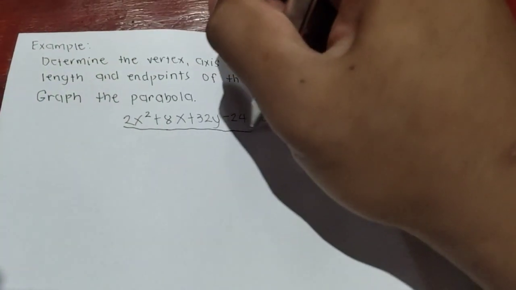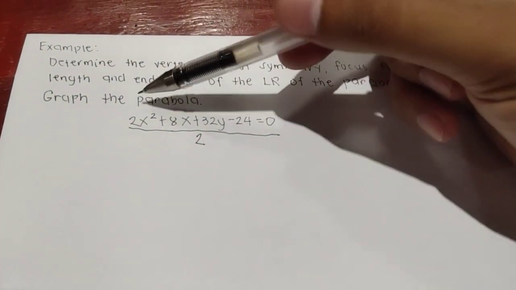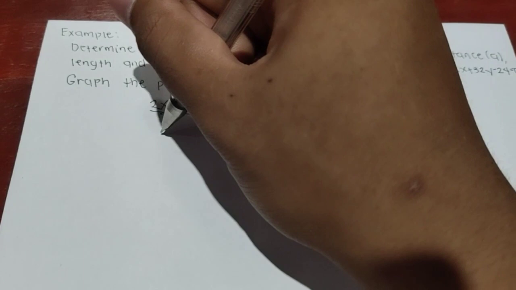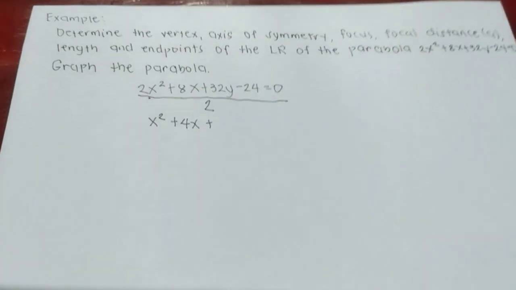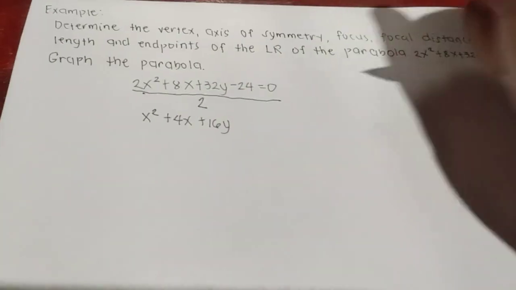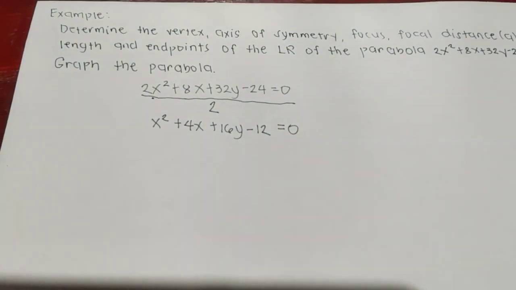First, we need to divide the equation by 2 so that the coefficient of x squared will become 1. So 2x squared divided by 2 is x squared. 8x divided by 2 is 4x. 32y divided by 2 is 16y. Negative 24 divided by 2 is negative 12, is equal to 0.